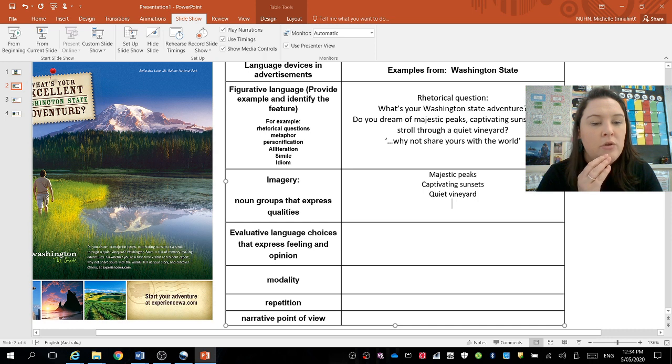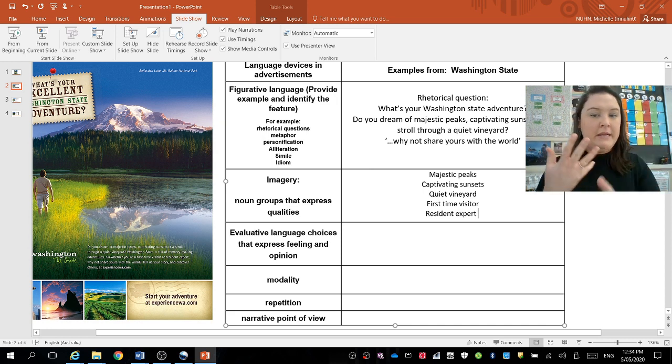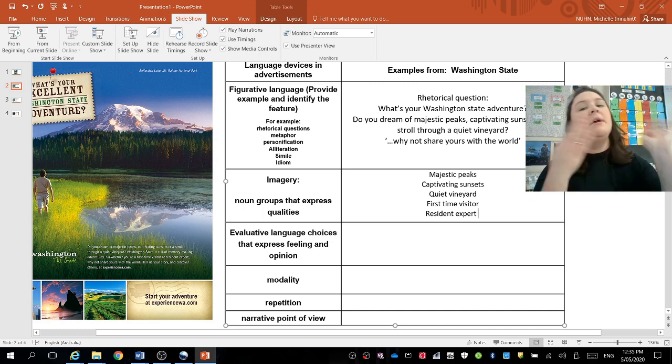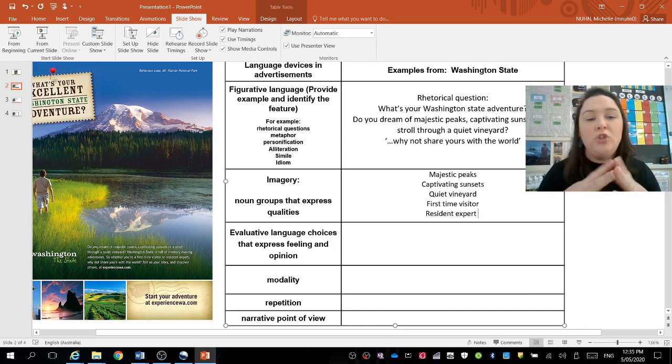Here is where noun group, you could write first time visitor, visitor being your noun. And resident expert. Visitor being your noun, expert being your noun as well. Resident describes the expert, first time describes the visitor. So those are the noun groups I was able to identify.